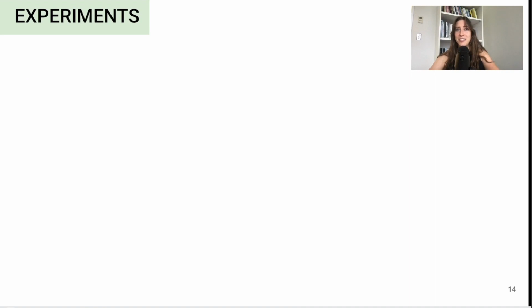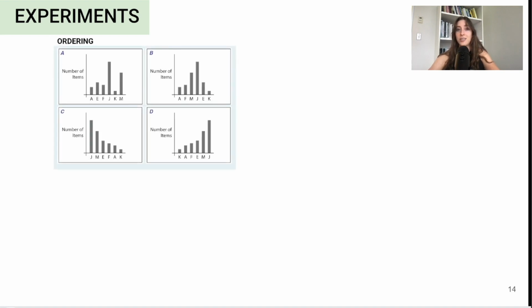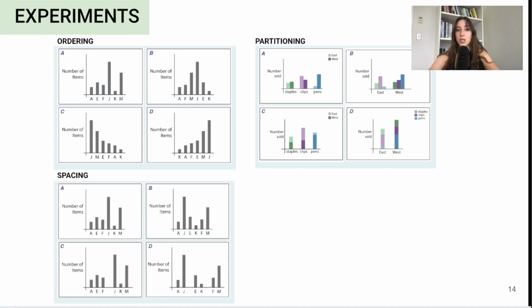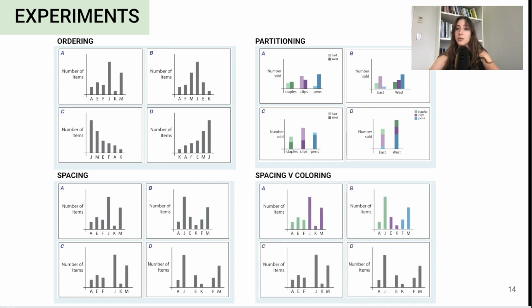So we ran 4 experiments, both as proof of concepts for this methodology and also to begin to explore the space of visualization affordances. First, we looked at the ordering of bars. So all these bars, again, are the same and they're just ordered differently. Then we look at partitioning. So we look at stacked versus side-by-side bars that describe part-to-whole relationships. Next, we looked at spacing. So we have regular spacing and then irregular spacing to communicate groups. And then we looked at spacing to communicate groups versus coloring to communicate those same groups.